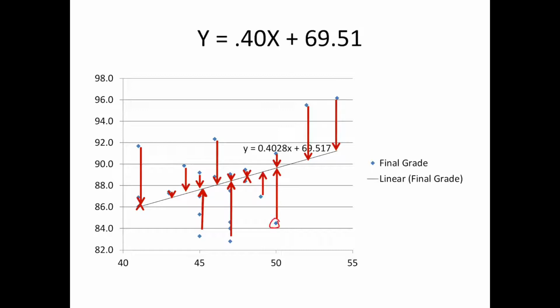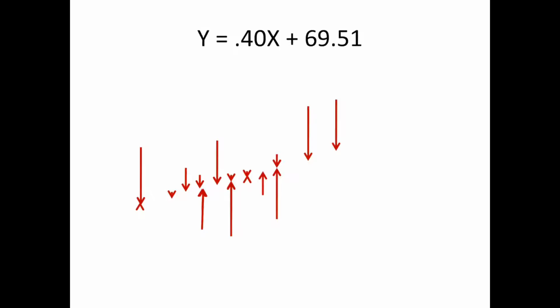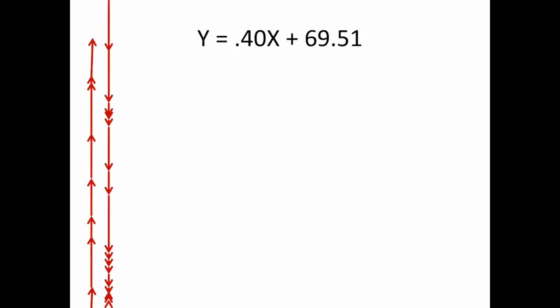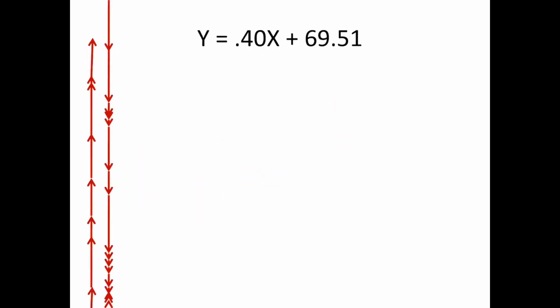For instance, this person scored a 50. We thought they'd score about an 89, but instead it looks like they score about an 84.5. We have overestimated those scores. We've underestimated these scores. What we can think of is we can think of these as deviations. So if we take all of these deviations, both the underestimates and the overestimates, and if we add them all up, so in other words, you can picture or imagine stacking all of these arrows end to end to end. One of the ways you can think about this is how much error is left in our regression line.